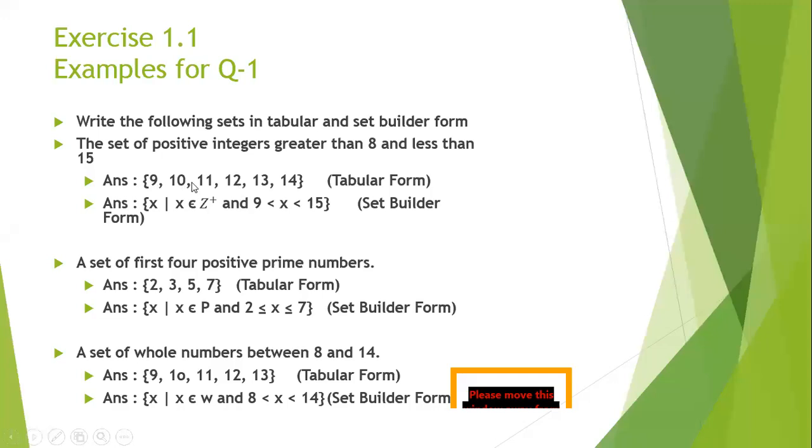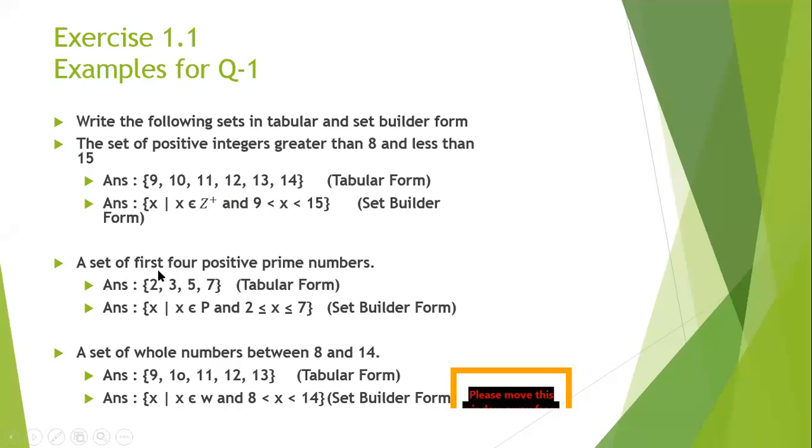We have to write down all the elements, and the elements are separated from each other with the help of commas. This is how we are going to represent our set in set builder notation: x such that x belongs to the positive integers, and here x is the element that is greater than 8 but less than 15.